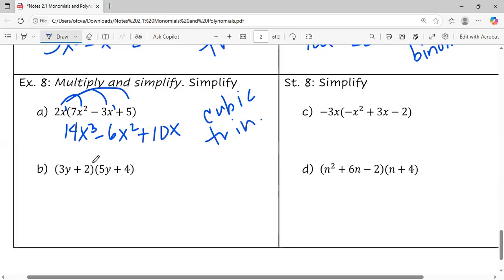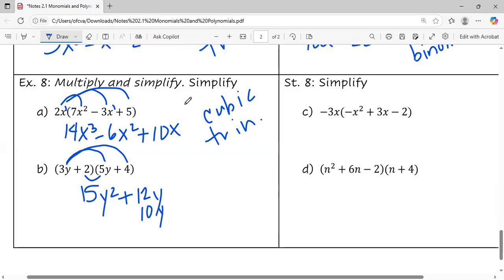This is still distributive property, but because you have binomial times binomial, it's actually called FOIL. And FOIL just refers to, as we learned before, the order in which you multiply. So you're multiplying the first two terms, that's 15y to the second. Then it's the outside terms, and that gives you 12y. Then you have 2 times 5y, that's going to be 10y. And I always line them up because it's easier to add them up at the end or to combine them.